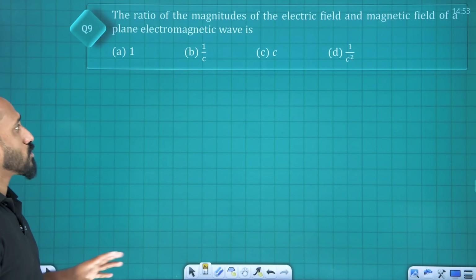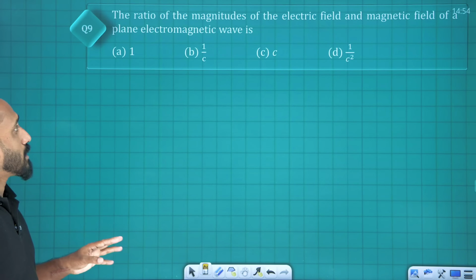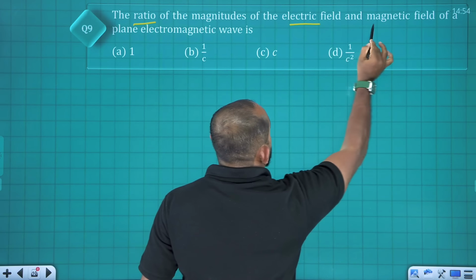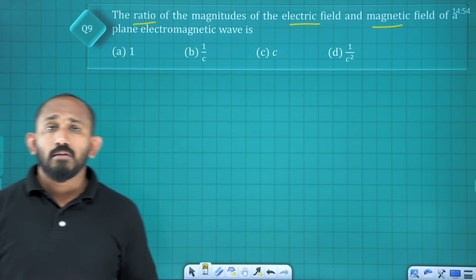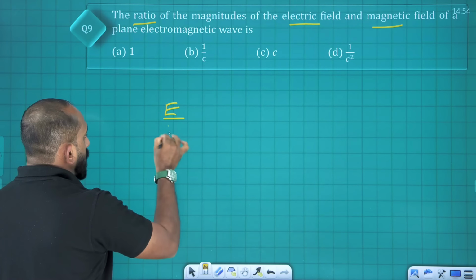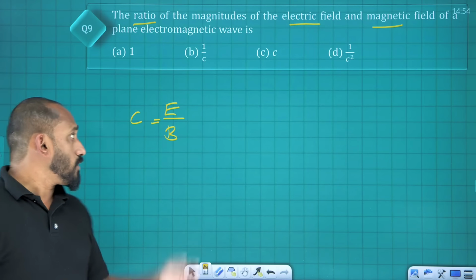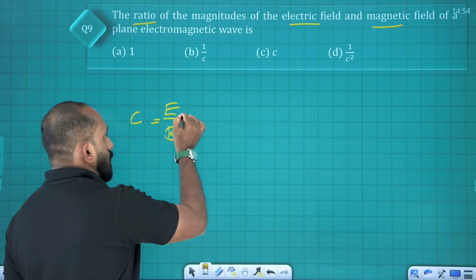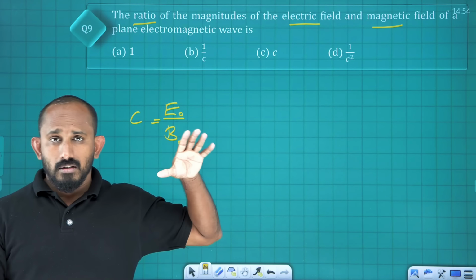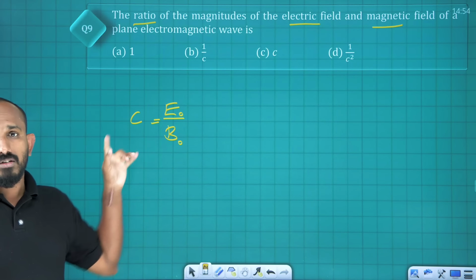The ratio of the magnitudes of the electric field and magnetic field of a plane electromagnetic wave is. Electric field and magnetic field in EM waves are related as E by B is equal to c, the speed of light. C is equal to E by B, or with the peak values, E0 by B0. So in one equation, if the electric field is given with its peak value, you could find the magnetic field by using c equal to E0 by B0.